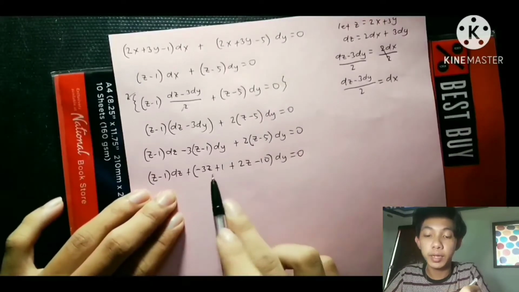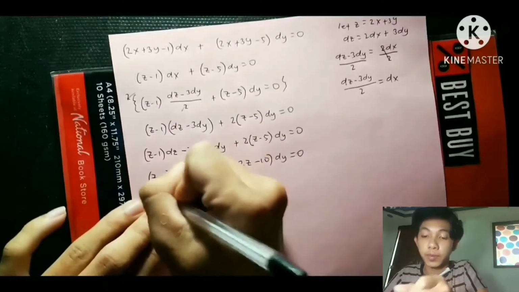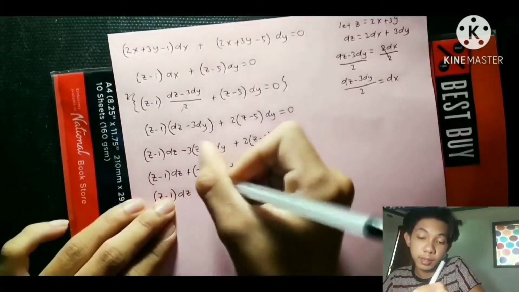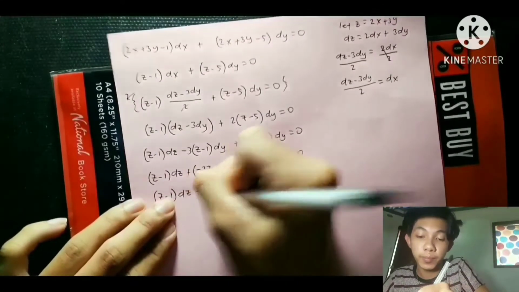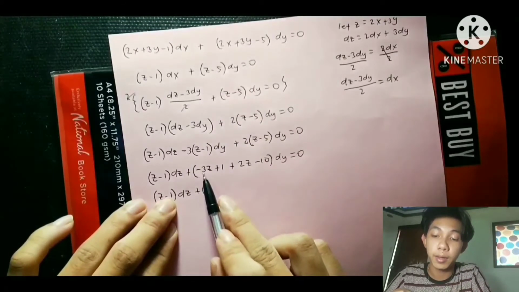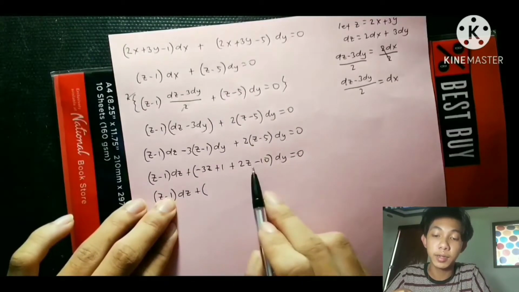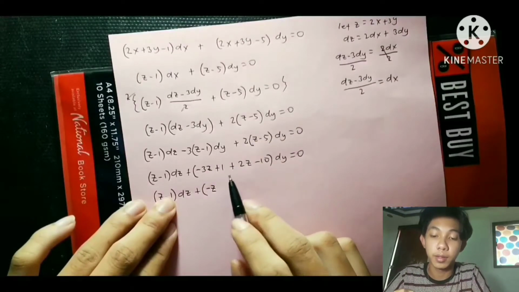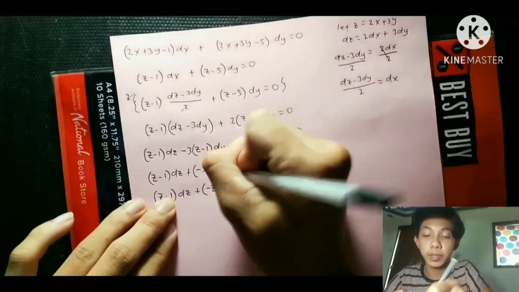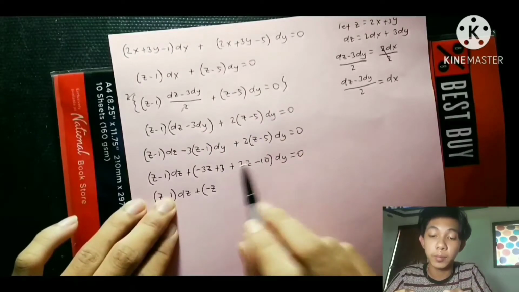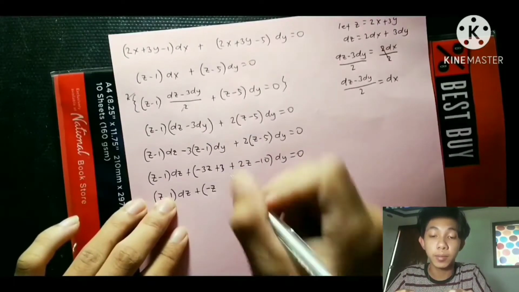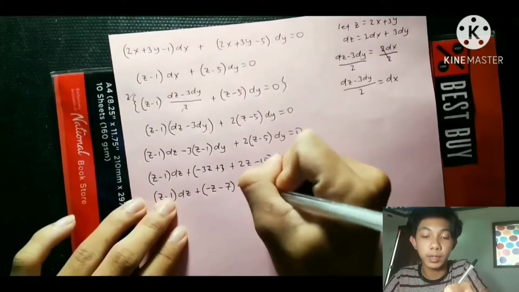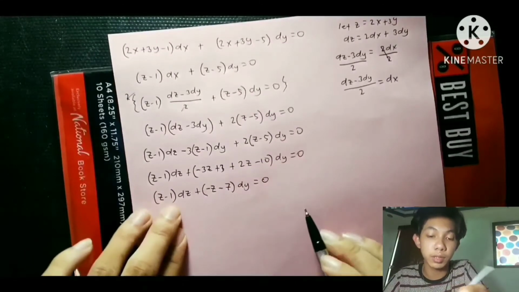And then, simplify natin yung nasa loob. Ito, copy lang, z minus 1 dz plus negative 3z plus 2z is negative z. Then, negative 3 pala to, sorry. Ay, positive 3. So, 3 minus 10 is negative 7. Quantity dy is equal to 0.